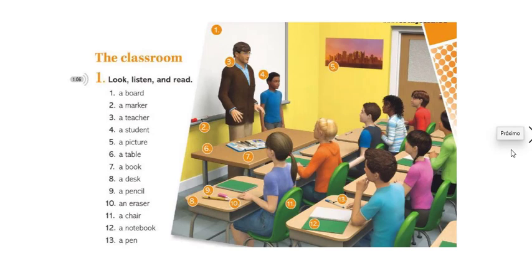The classroom. Look, listen, and read. Number 1. A board. Number 2. A marker. Number 3. A teacher. Number 4. A student. Number 5. A picture. Number 6. A table. Number 7. A book. Number 8. A desk. Number 9. A pencil. Number 10. An eraser. Number 11. A chair. Number 12. A notebook. Number 13. A pen.